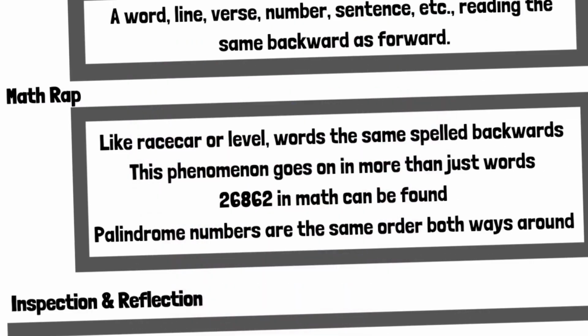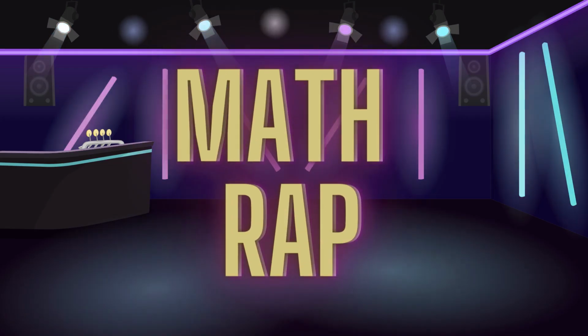Like race car or level, words that are the same spelled backwards. This phenomenon goes on in more than just words. 26862. In math, palindromes can be found. Palindrome numbers are the same order both ways around.